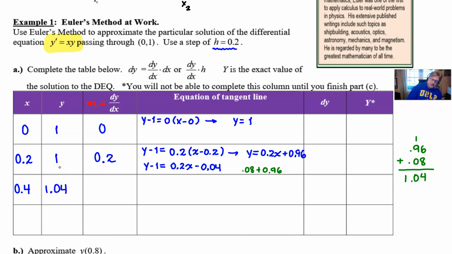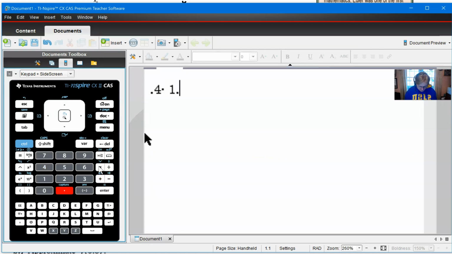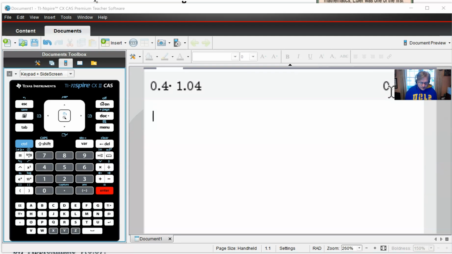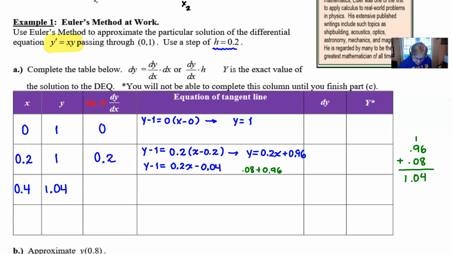So now you're going to multiply 0.4 times 1.04, and this is where you're going to see me go back and forth a lot between this page and a calculator page. So kind of bear with me. So 0.4 times 1.04 is going to be 0.416. I'm going to try to move my picture out of the way up here. So I've got that as my new slope, 0.416.